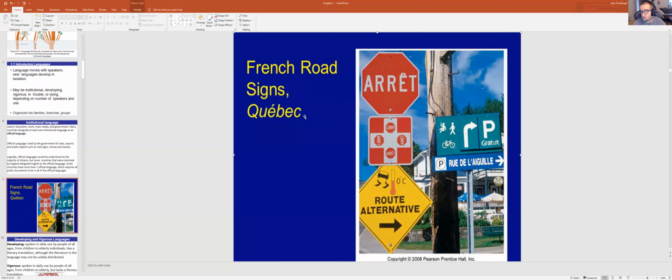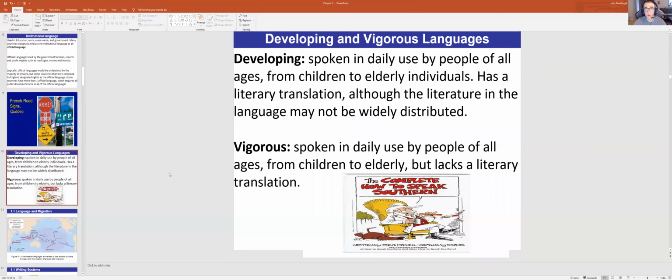Right? And here's some examples of French in Quebec, right? The majority of people there speak French, and so the French language, in addition to English, has been institutionalized, which is why we see stop signs, right? And also French and English. But what about developing and vigorous languages?